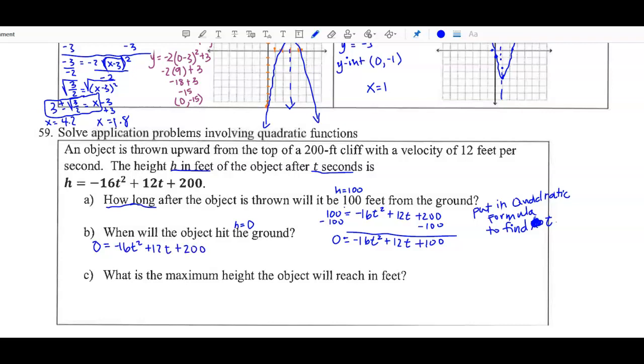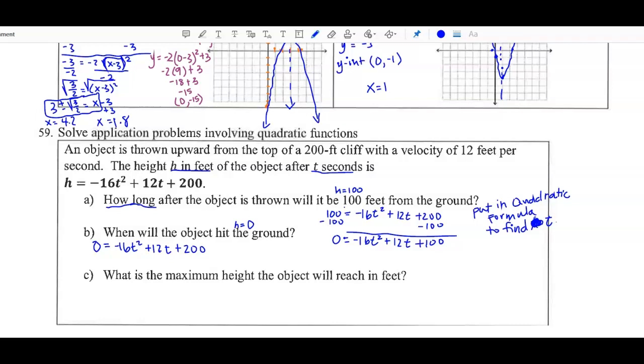And again, you could go ahead and put that into the quadratic formula. I mean, you could try and factor it instead. But like I said, putting it into the quadratic formula is a good way to get there.